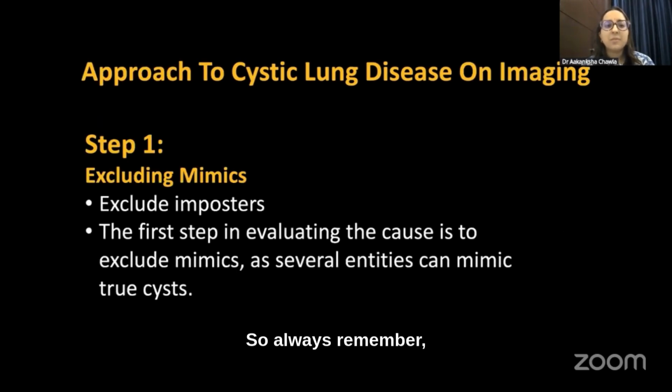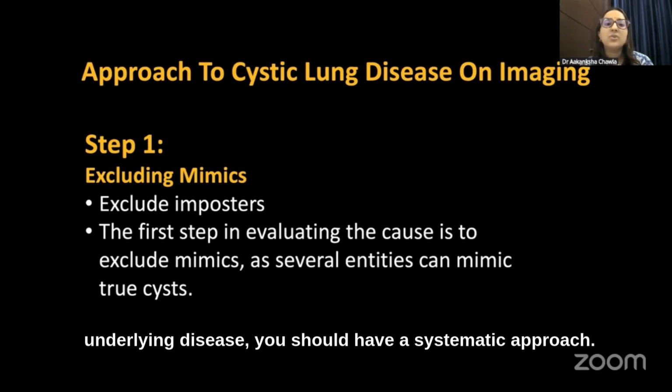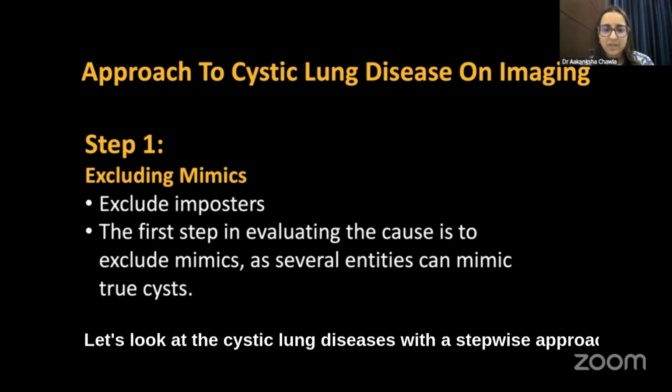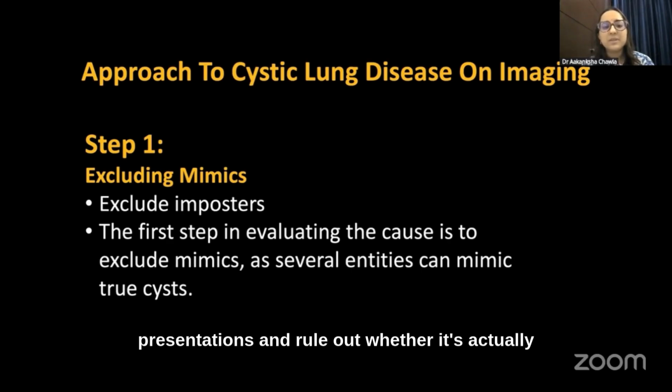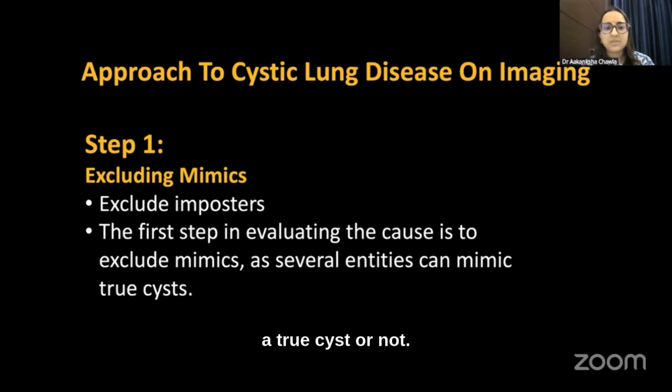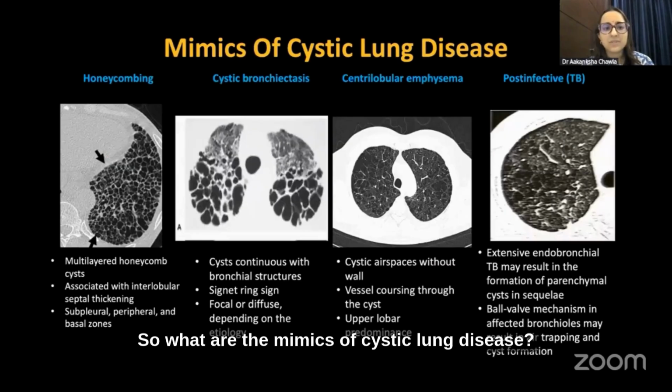Always remember, it is important to look at any CT for any patient with any underlying disease. You should have a systematic approach. Let's look at the cystic lung diseases with a stepwise approach. Step one includes excluding the mimics. Always look for mimics. Rule out possible similar presentations and rule out whether it's actually a true cyst or not. So what are the mimics of cystic lung disease?